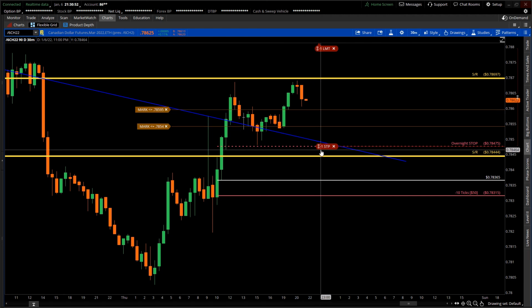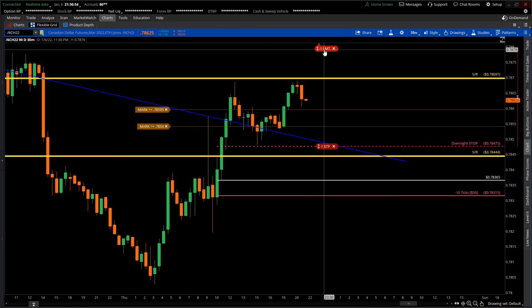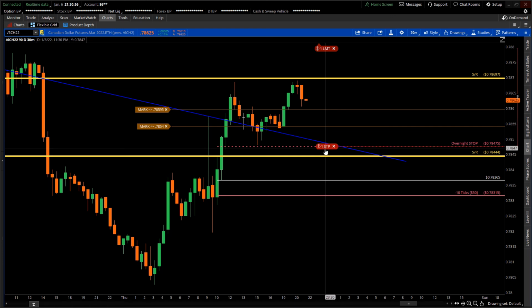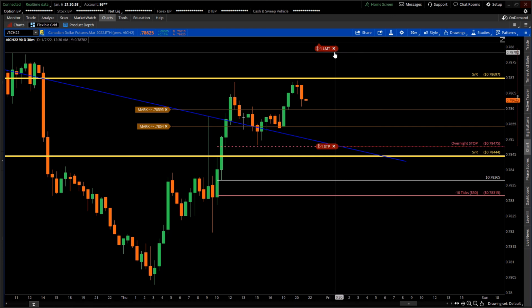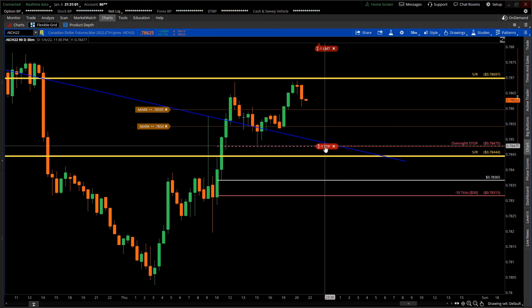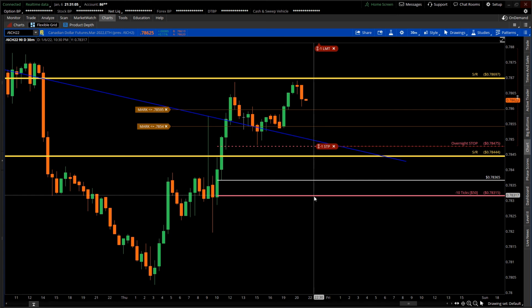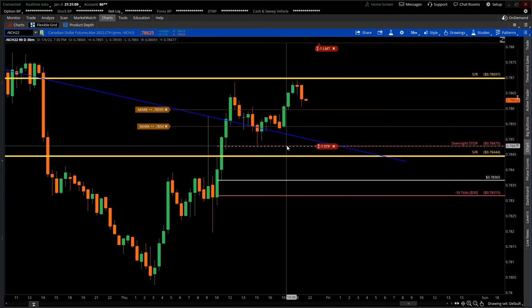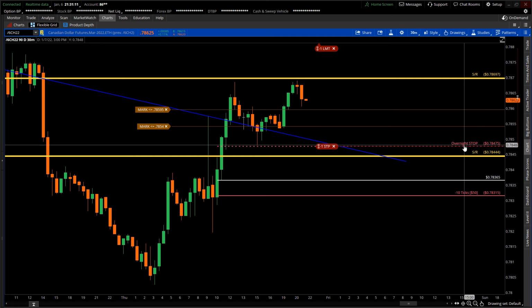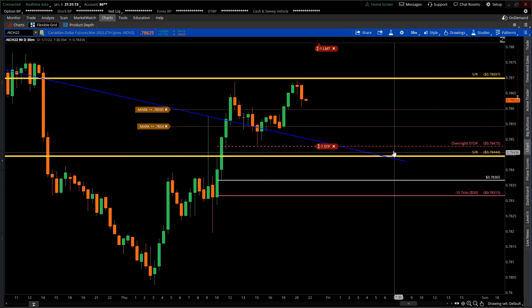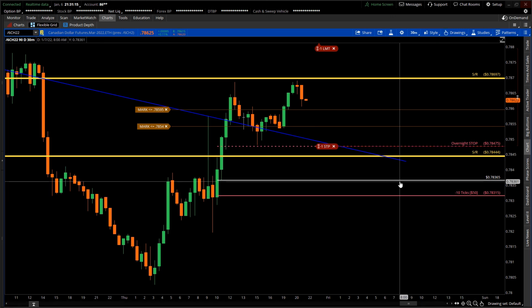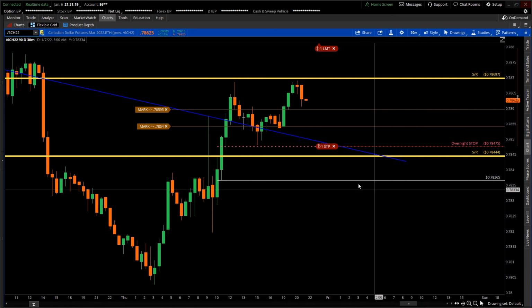So what I did was I placed this OCO order. This one cancels other order. So these are two combined orders. So before I get into that, what I did was I moved my initial 10 tick stop all the way up here to my overnight stop. So now that my overnight stop is above my entry, I'm going to delete this, right?